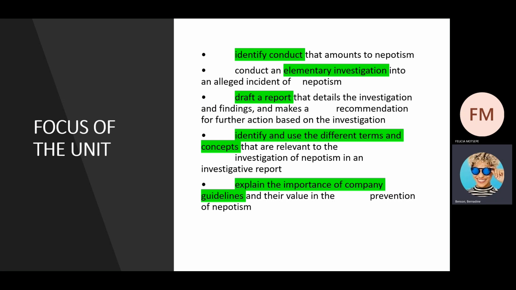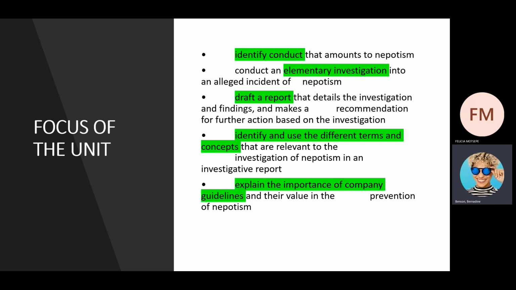Before we commence with this session, let's first take a moment to reflect on what we want to achieve when working specifically through this unit. What I've reflected here on the screen are your outcomes, and it's also what I will assess you against. You should be able to identify conduct that amounts to nepotism. You should be able to conduct an elementary investigation into an allegation of an incident of nepotism. You should be able to draft a report that details the investigation and findings and makes a recommendation for further actions based on the investigation.